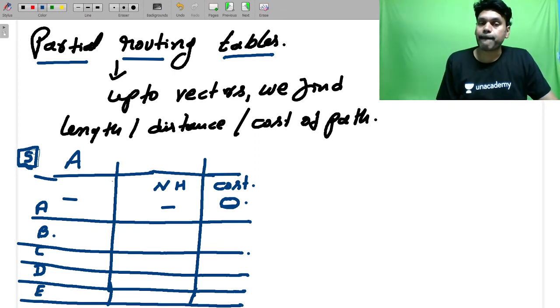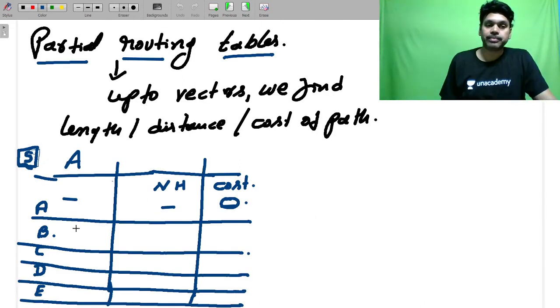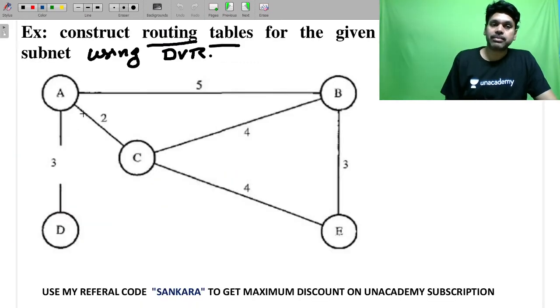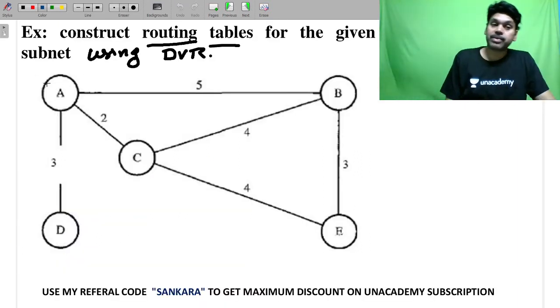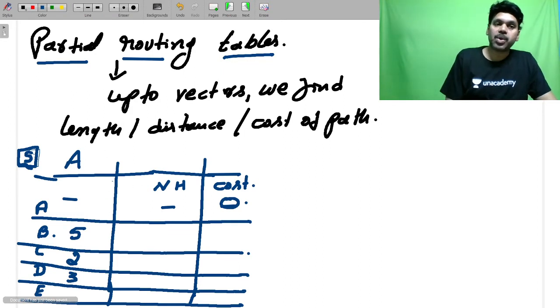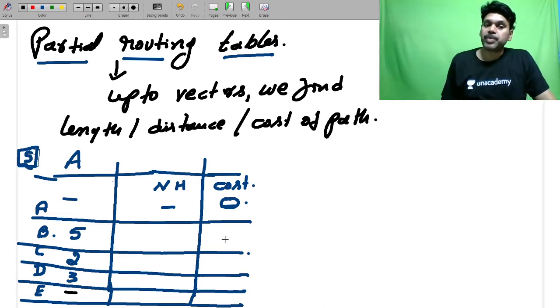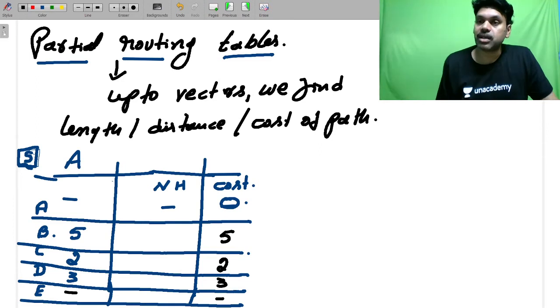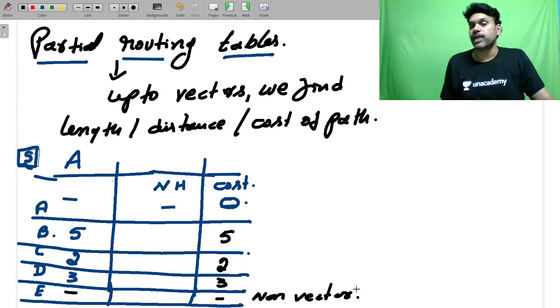A to B we understand. Can I find A to B? Yes. B is your neighbor. How much? 5 is the cost. A to C, can you find? Yes. 2 is the cost. Can you find A to D? Yes. A to D is also my neighbor. 3. Can you find A to E? No. I don't. Clear? So A to B cost is 5. A to C cost is 2. A to D cost is 3. A to E is not yet defined because it is your non-neighbor. I am going to find partial routing tables only, up to neighbors only. This is about A.